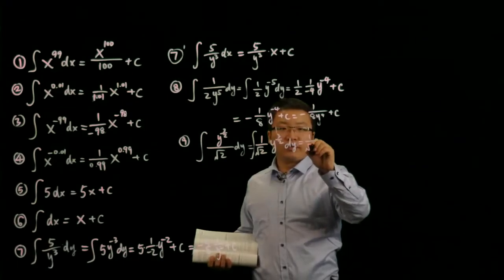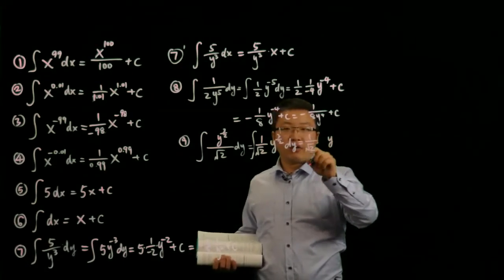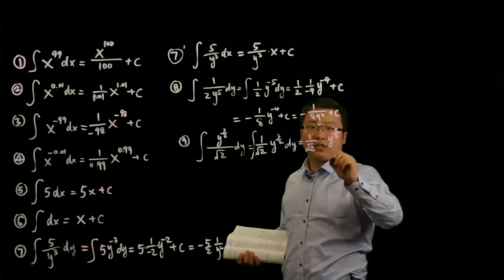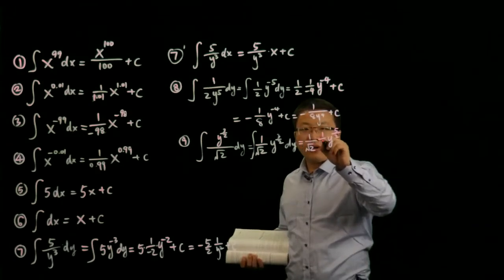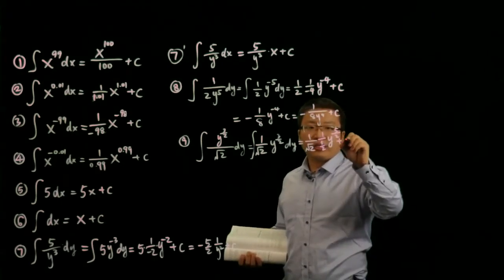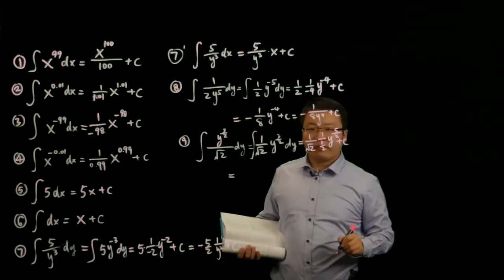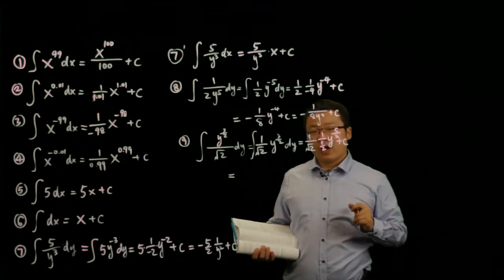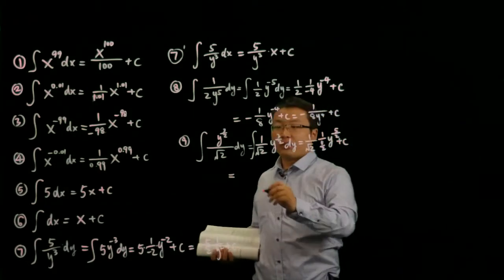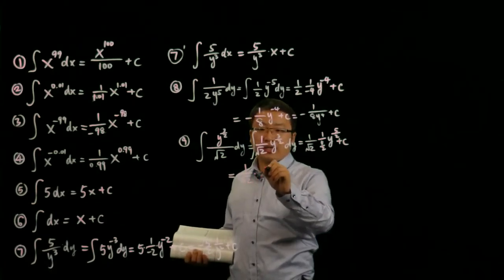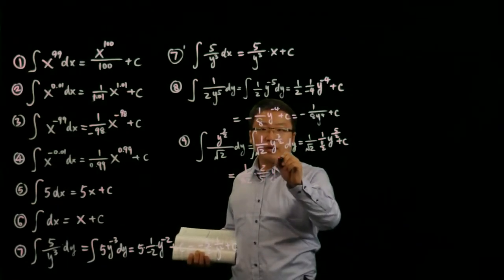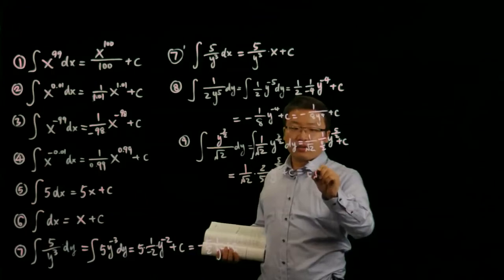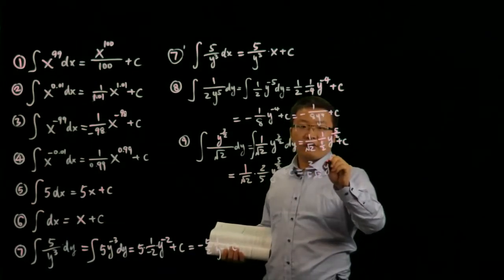Therefore, it's 1 over square root of 2 times y to the power of, now you want to increase by 1, 3 halves add 1, it will be 5 halves. Then making sure it's divided by 5 halves and a plus c. And the further step, you want to simplify this. When you divide by a fraction, it's the same thing as multiplying by its reciprocal. That is the same thing as 2 over 5 y to the power of 5 over 2 plus c. Or this is going to be 2 over 5 root 2 times y to the 5 over 2 plus c.